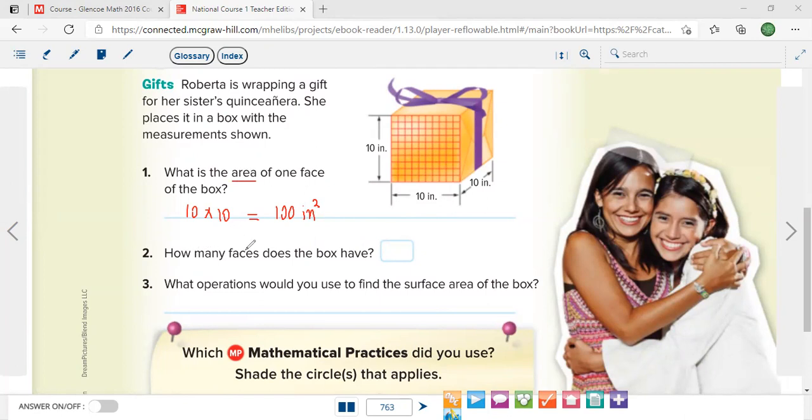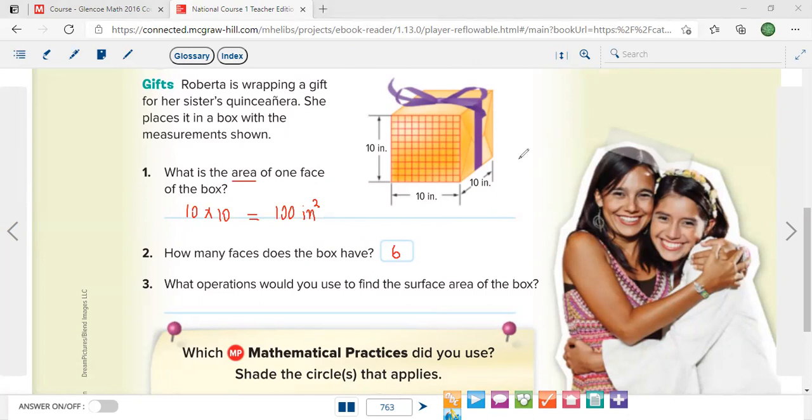How many faces does the box have? The box has 6 faces: top and bottom, front and back, face to the right and face to the left. So 6 faces. What operation would you use to find the surface area of the box?